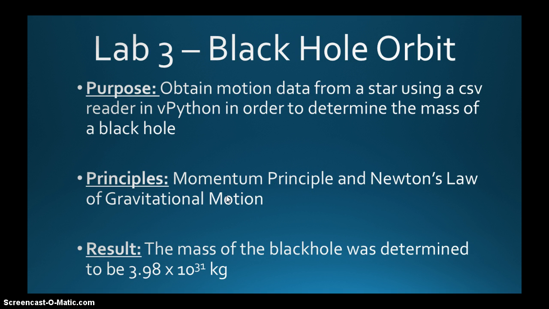This concludes Lab 3 black hole data. Motion data was obtained from a star using a CSV reader in VPython using two main physics principles, the momentum principle and Newton's law of gravitational motion. With these, the mass of the black hole was determined to be 3.98 times 10 to the 31 kilograms.